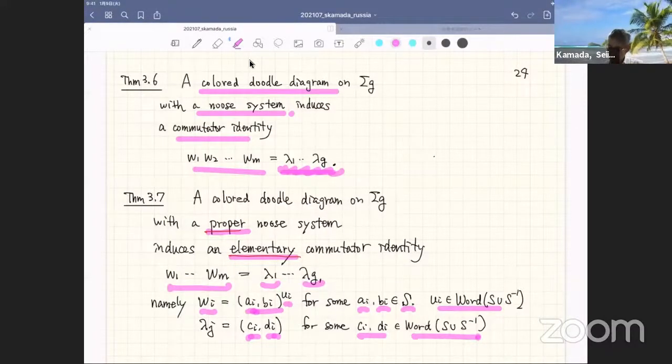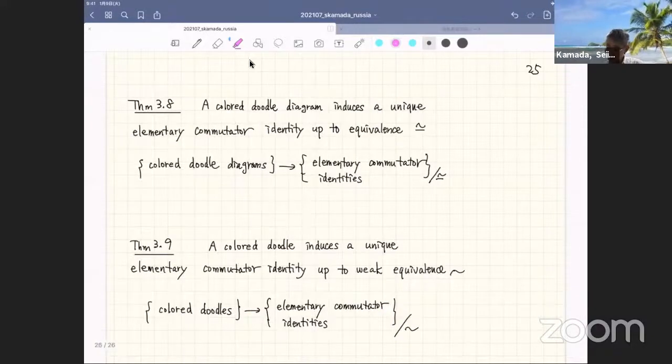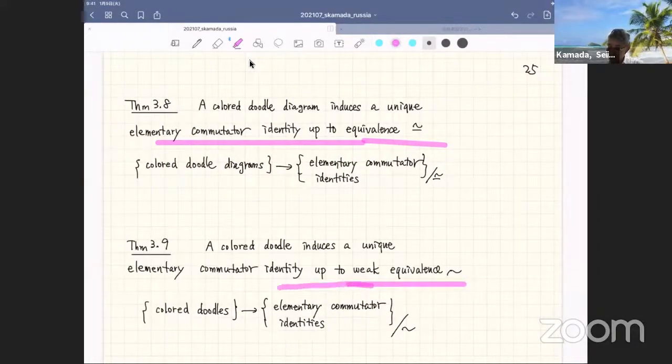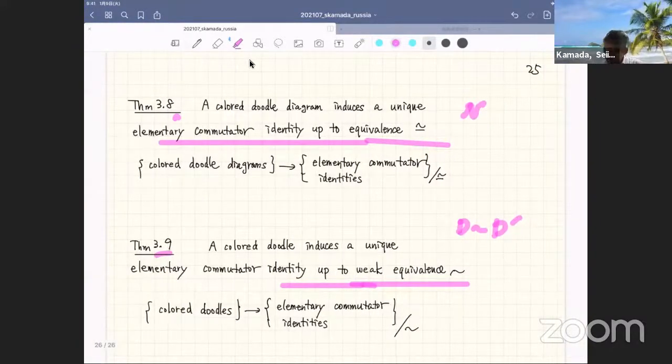So in the genus G case, the previous theorems are generalized. We need some equivalence on elementary commutator identities, and weak equivalence also. Then we don't need to take care of the Nus system. We can change the Nus system and we can choose the diagram. It's a generalization of the previous theorems. That's all. Thank you. Thank you very much.